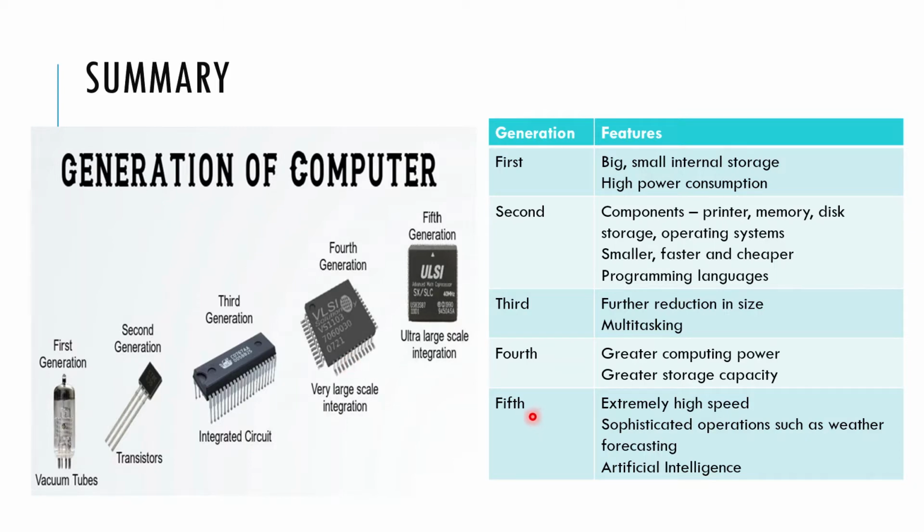Fifth generation computers based on the ultra large scale integration technology, referred to as the supercomputers, extremely high speed, sophisticated operations such as weather forecasting. They are based on artificial intelligence. So this is the summary of all the generations of computer which we discussed.